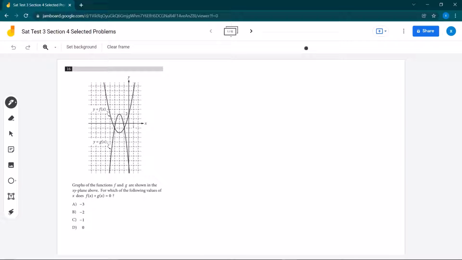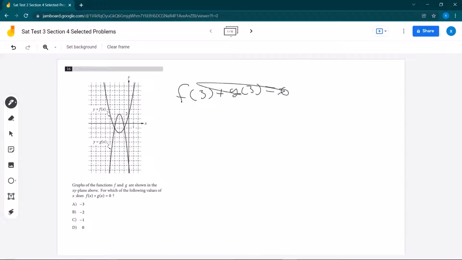So problem 16 says, graphs of the functions f and g are shown in the xy plane above. And they want to know for which of the following values of x does f of x plus g of x equal 0. So if we add together these two values, when will they cancel out? For example, f of 3 plus g of 3 might equal 0, or might not equal 0, right?